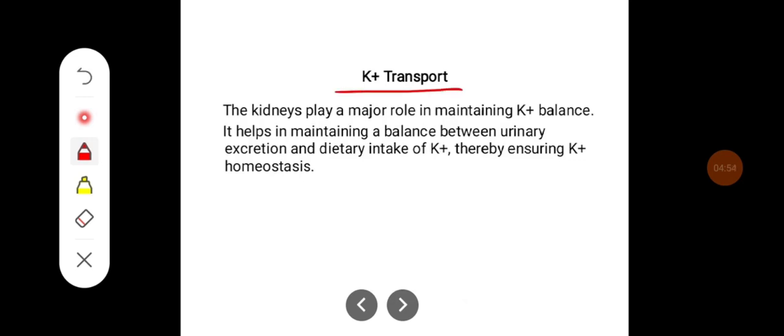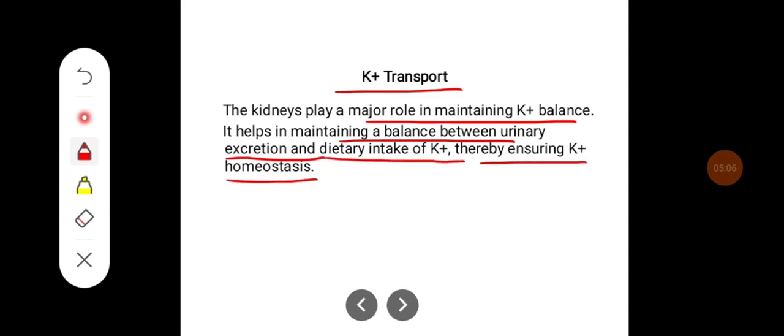Coming to potassium handling, the kidneys play a major role in maintaining potassium balance. They help maintain a balance between urinary excretion and dietary intake of potassium, thereby ensuring potassium homeostasis.